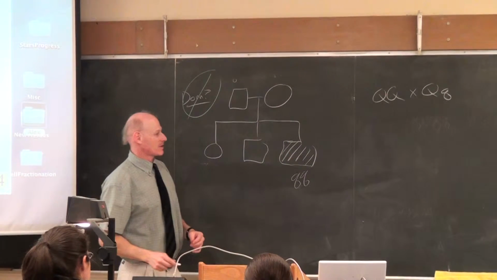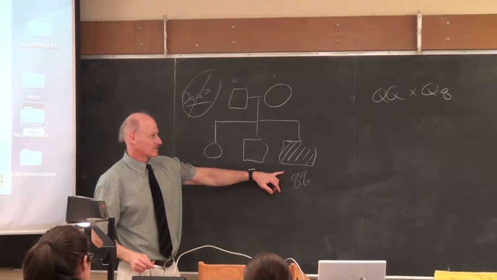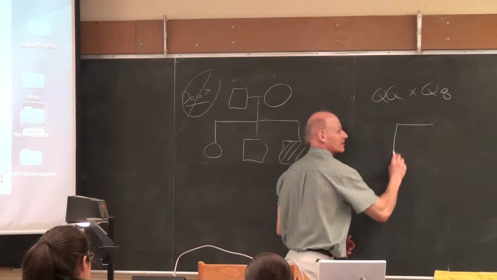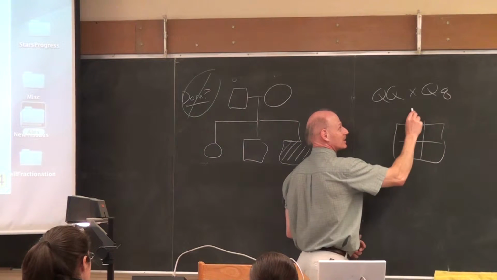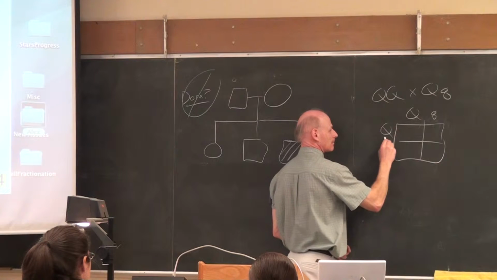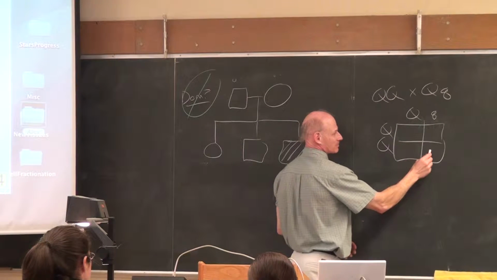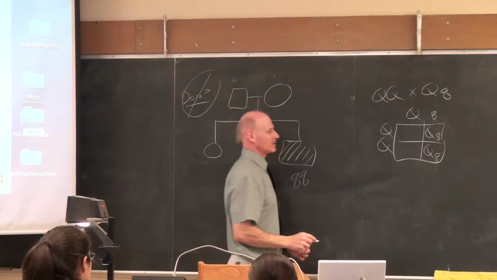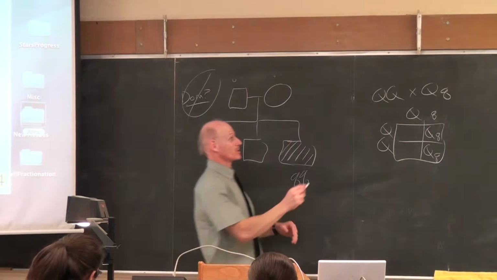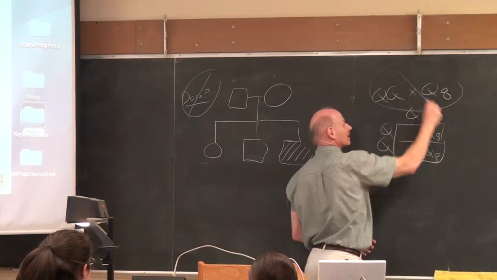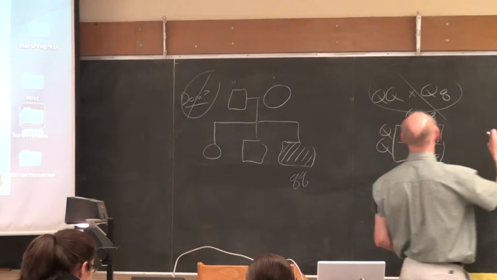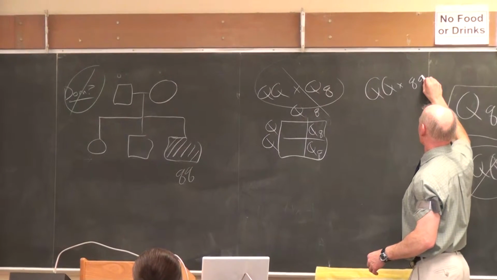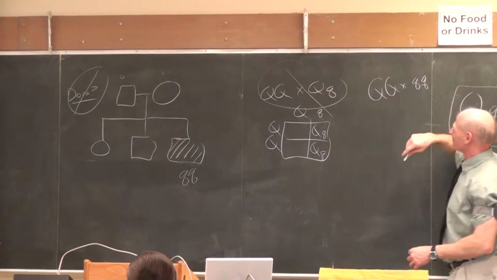is it possible for them to have a kid who has little q, little q? No, because if you do the Punnett square for this, you can't get a little q kid. It just can't happen. The closest you can get would be a big Q, little q kid. So we know those aren't the parents. Is it possible to have these as the parents? What would be wrong with that?